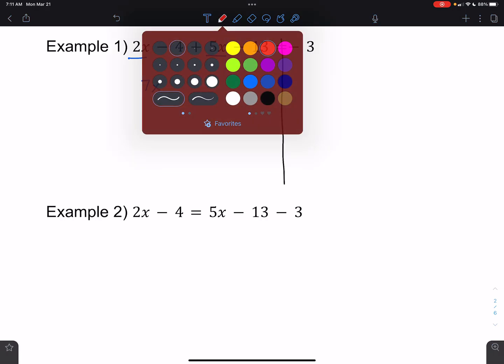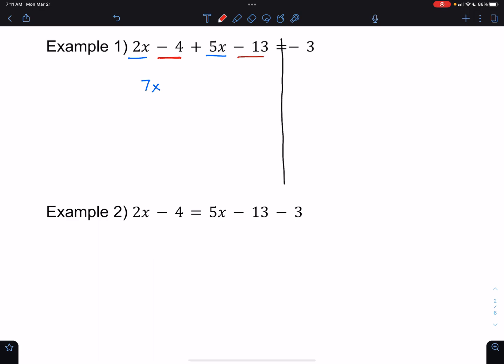And then I'm going to look at my single numbers. I've got -4 and -13. If I have 2 negative numbers, when I put them together, they're a little bit more negative, and so that's going to be -17. All right, and now I've combined everything on the left side. My 2 blue underlines, those are x's, they combine to 7x. My 2 red underlines, those are just 2 standalone numbers. We can put those together to become -17. And so then that'll equal the other side, and for now, still just -3 on the other side.